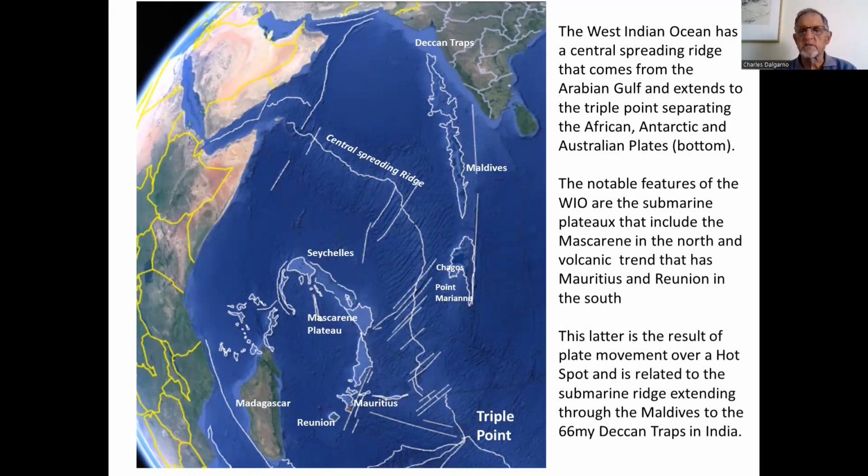Reading this, the West Indian Ocean has a central spreading ridge that comes from the Arabian Gulf, extends to the triple point separating the African, Antarctic and Australian plates, which is way down at the bottom at 5 o'clock. The notable features of the West Indian Ocean are the submarine plateaus that include the Mascarene in the north and the volcanic trend that is Mauritius and Reunion on it in the south. This latter is the result of plate movement over a hotspot, as I mentioned previously, and it's related to the submarine ridge extending through the Maldives to the 66 million-year-old Deccan Traps of India.